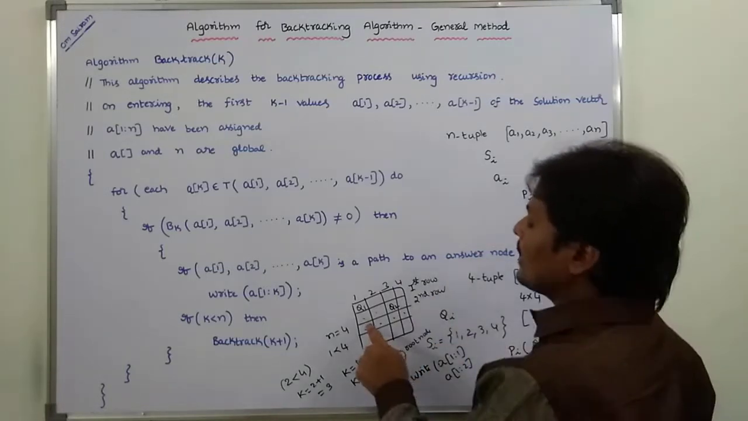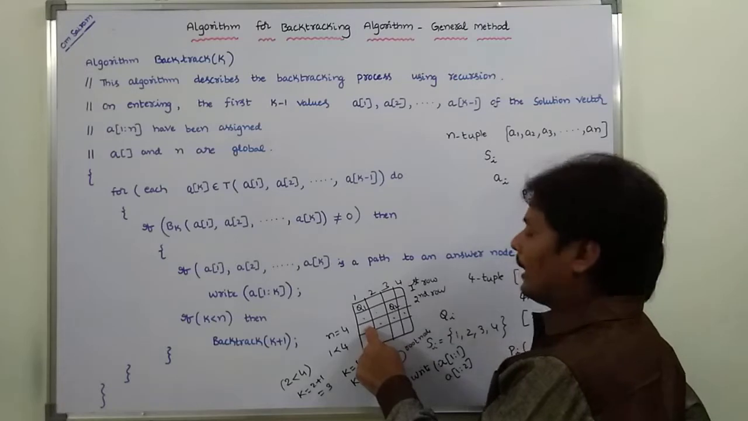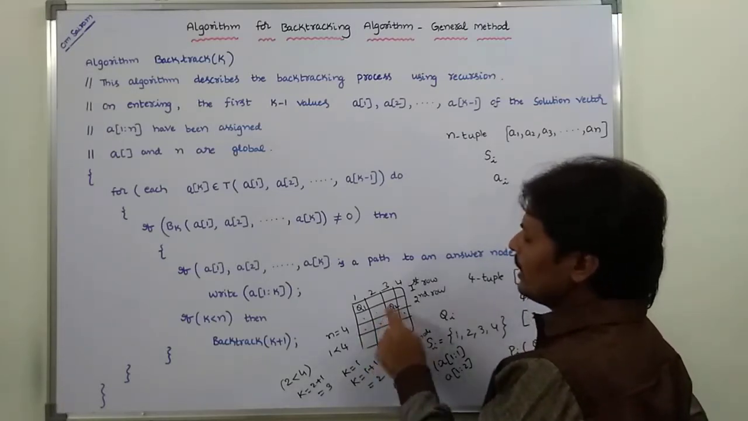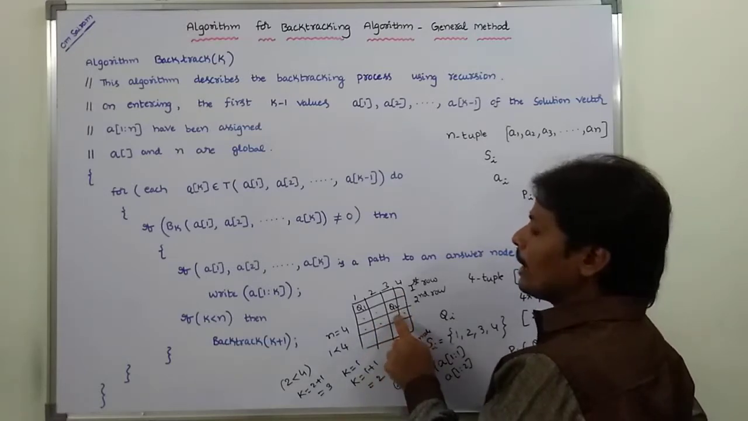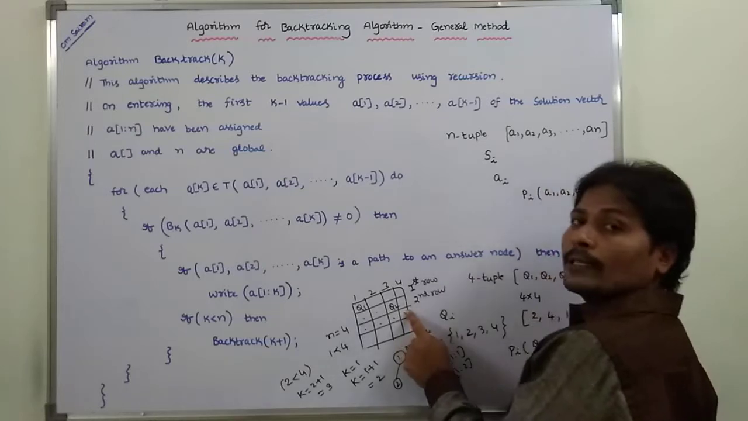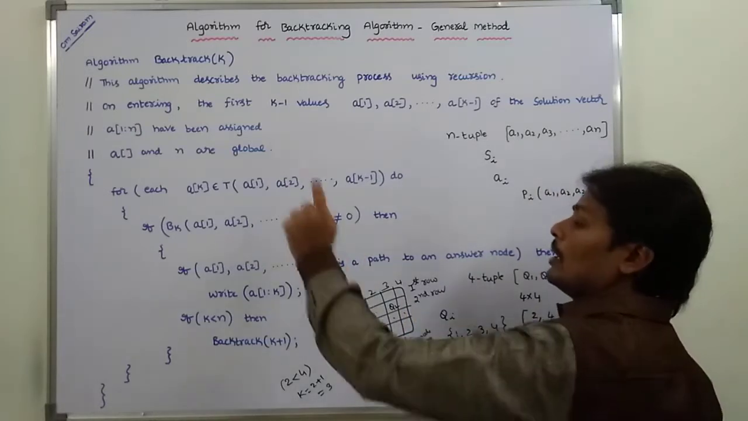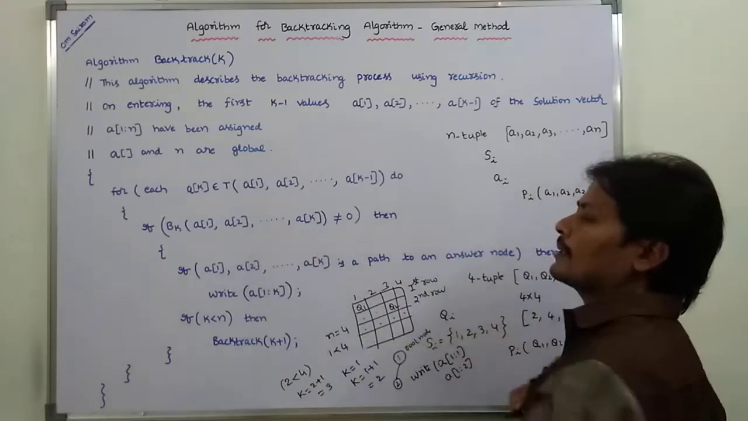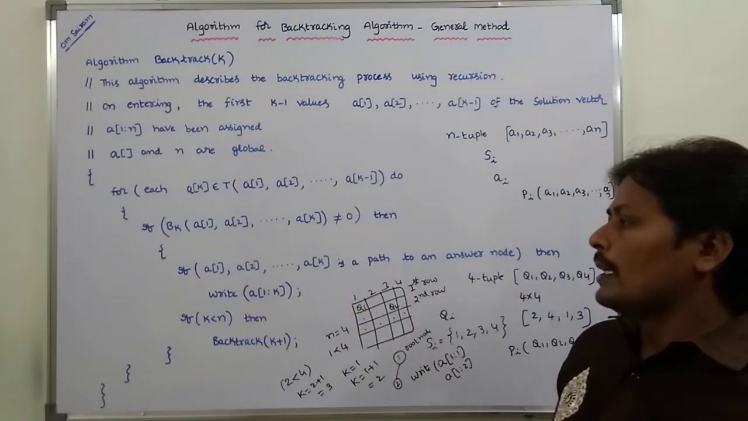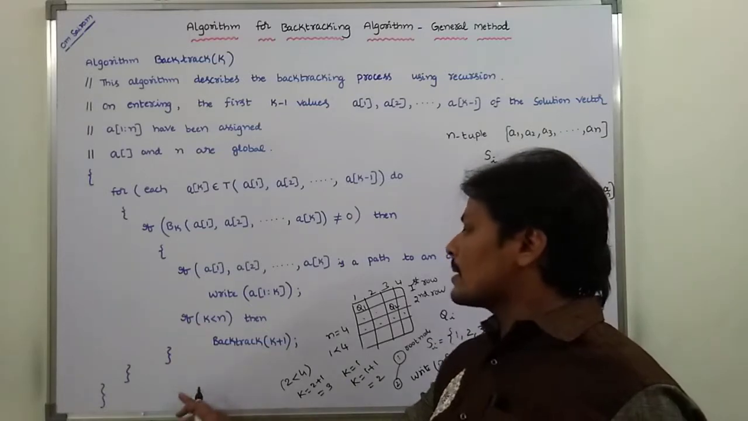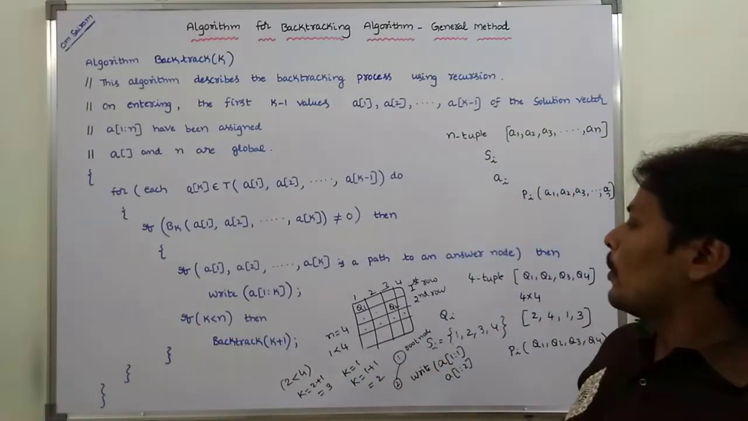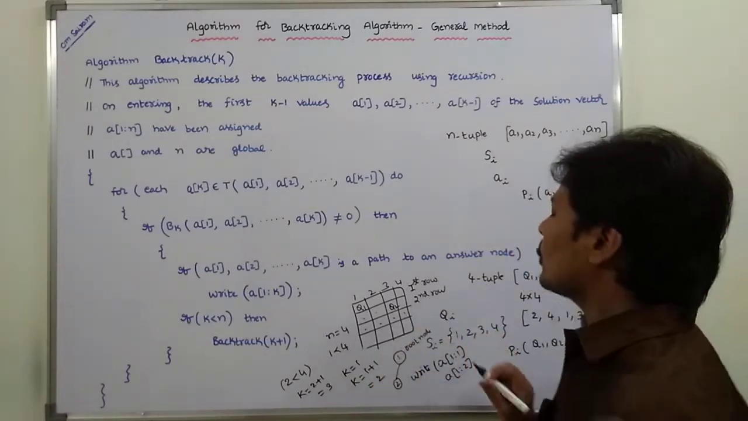Okay. So queen 3 can be placed on this column. It is not possible. On this column, not possible. On this column, not possible. On this column, not possible. So the bounding function is false. Okay. If the bounding function is false, again we have to backtrack.